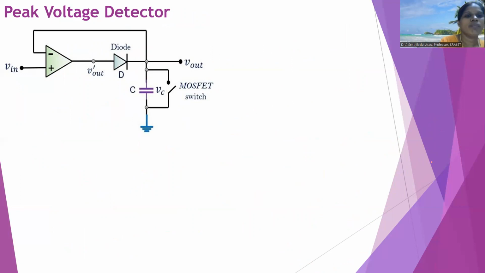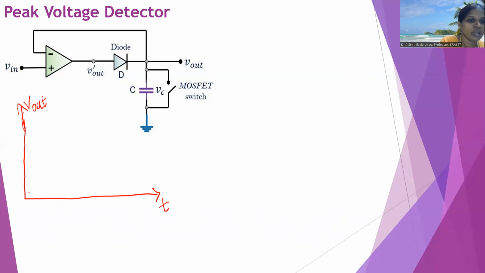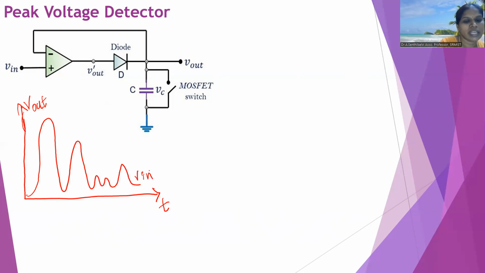Next, peak voltage detector. The working of a peak voltage detector is to find the maximum amplitude in the given input signal. See here, on the y-axis we have the V out value. This is the time axis. If I am giving an input value like this, this is the given input signal. This is our V out value.